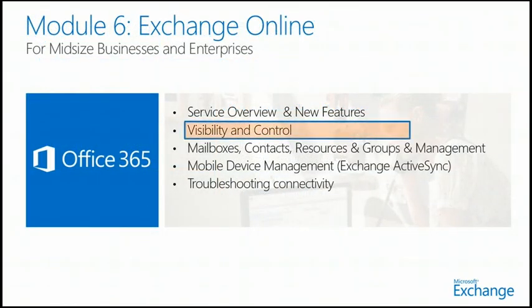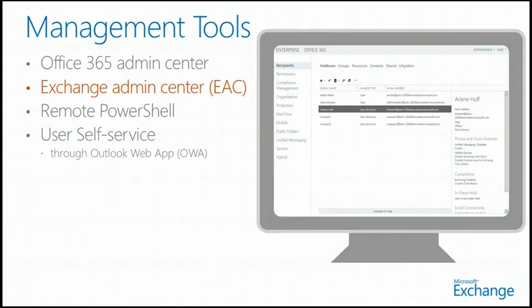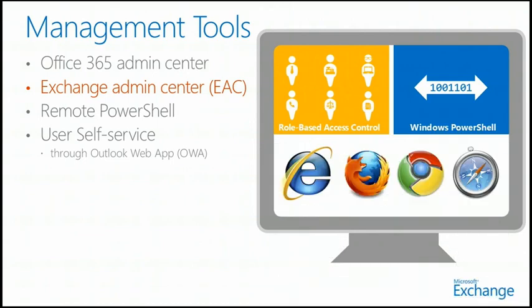Visibility and control. What does it look like actually controlling Exchange Online? So we have the actual Exchange Admin Center, which is inside the Office 365 Admin Center. And what does it give us? It's role-based access control, and you can use Windows PowerShell to drive. So you can use the online portal, you can use PowerShell, you can use any of these browsers to connect to the actual online portal.